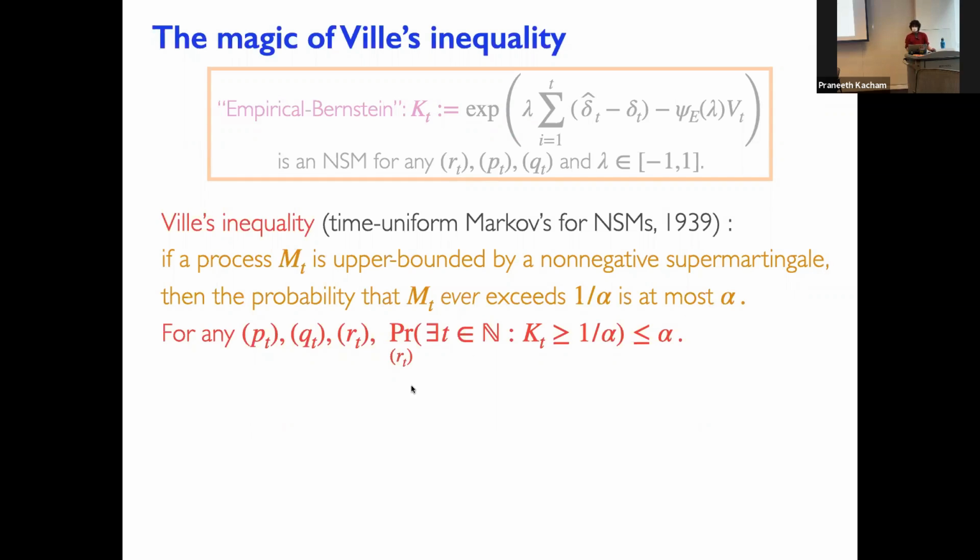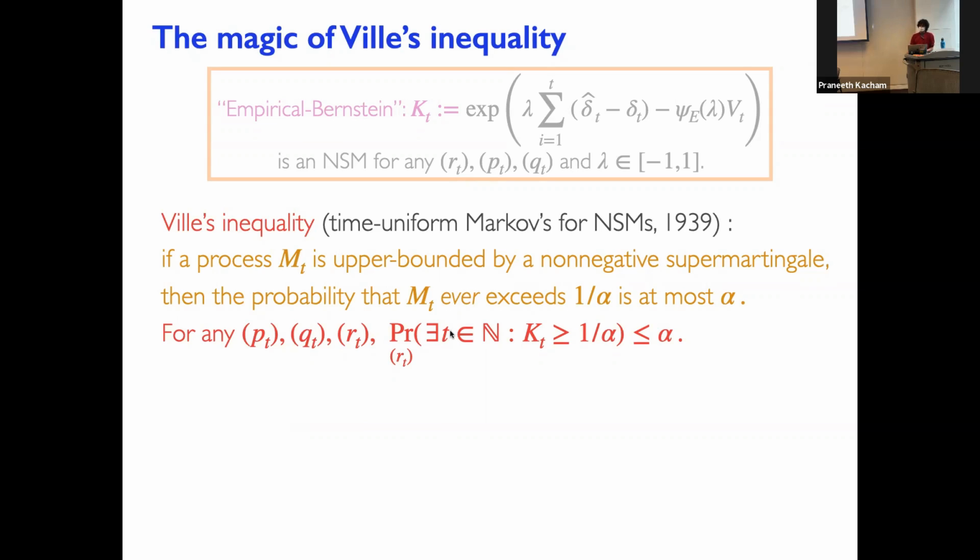at most alpha. Mathematically, when you translate that into our setting, you get for any P_t, Q_t, and R_t, the probability, which is only taken over the randomness in R_t, that there exists any time at which our process K_t exceeds 1 over alpha is at most alpha. And I should point out that if I drop this exists, that's Markov's inequality. K_t is a non-negative random variable. Its expectation is at most 1, meaning at time 0 it's just defined to be 1, but its expectation is at most 1. And this statement is what Markov's inequality gives you. Ville's inequality says not only is it true at a fixed time, it's actually true at every time from 1 to infinity simultaneously.